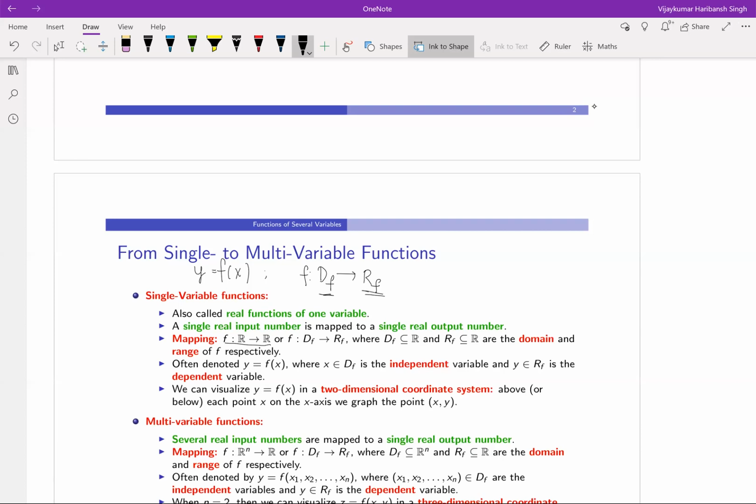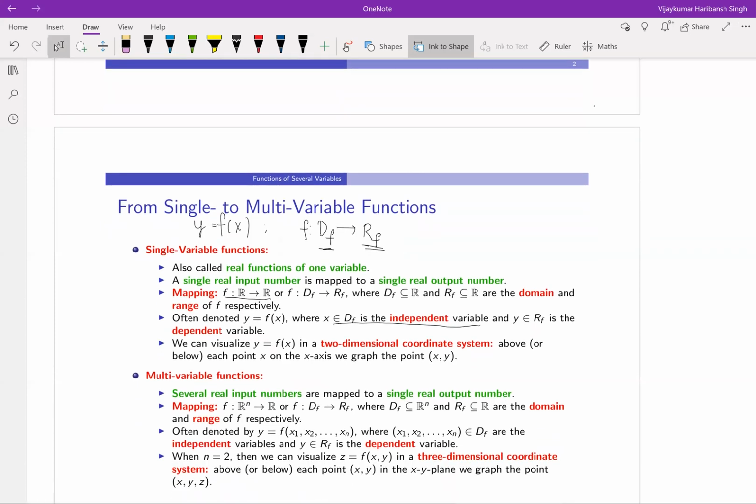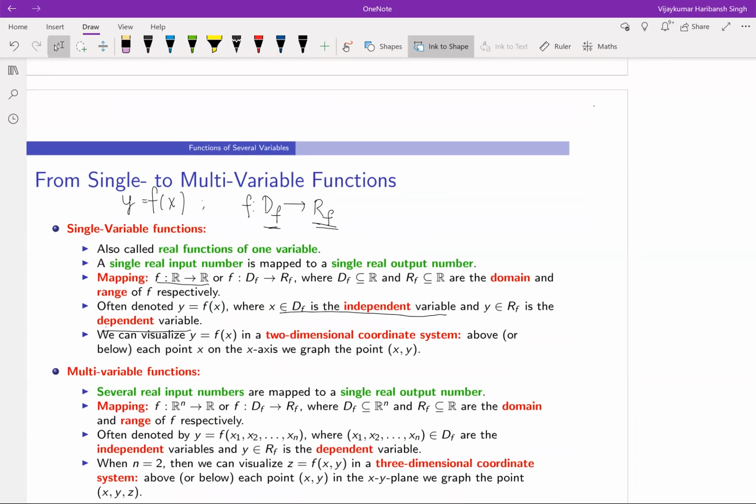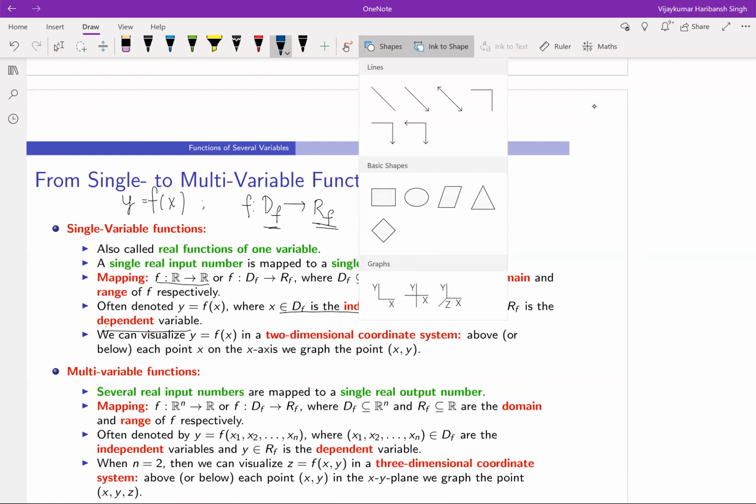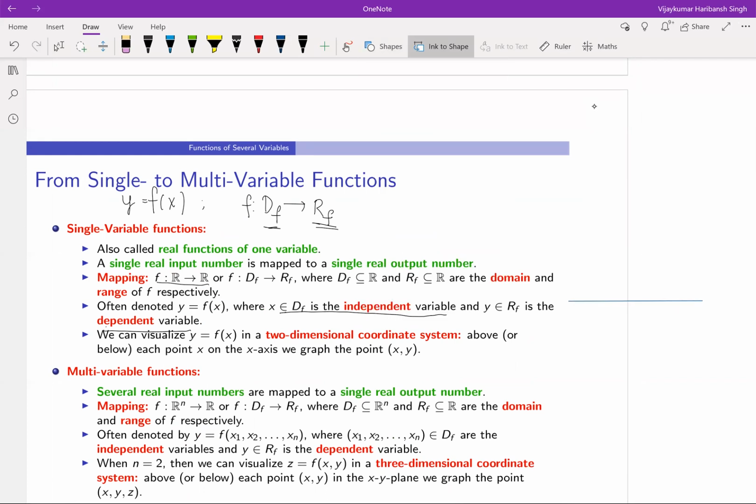Here, x denotes the independent variable and y is dependent on x, and hence it's called a dependent variable. Now note the following. When you want to sketch the graph of this, how do you go about it? You basically draw the x-axis for your independent variable, and then you draw your y-axis for your dependent variable, and then you plot it out.